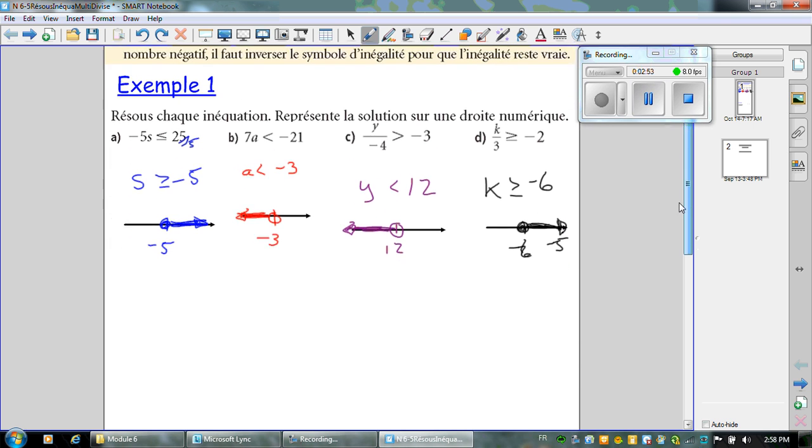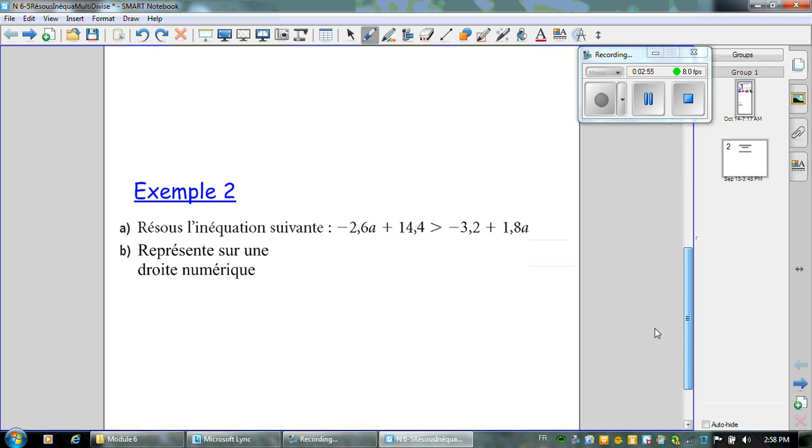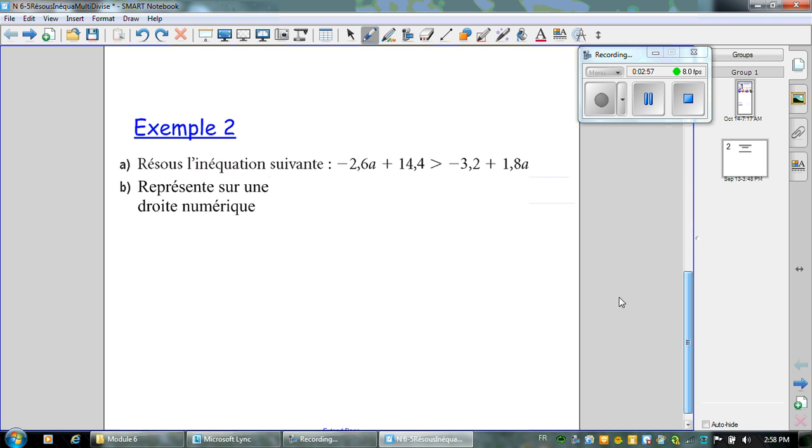Let's do one final example and then get time to practice. So here, let's do one that you have to balance first. We have to balance because there are variables on each side. To balance, remember, it's always easiest to get rid of the smaller of the two. So here, to balance this, I would have to get rid of this. To get rid of this, I need to add 2 and 6 tenths a to each side. So that's what I'm going to be doing here.